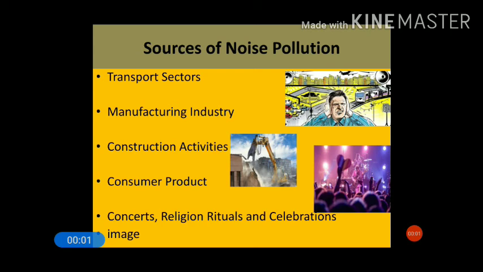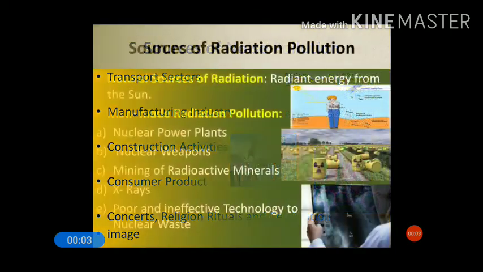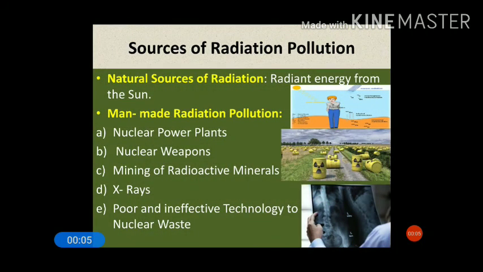Now we'll be discussing sources of radiation pollution. Sources of radiation pollution are studied under two topics: natural sources of radiation and man-made sources of radiation. Man-made sources of radiation are further classified into five categories: nuclear power plants, nuclear weapons, mining of radioactive minerals, X-rays, and poor and ineffective technologies for nuclear waste.